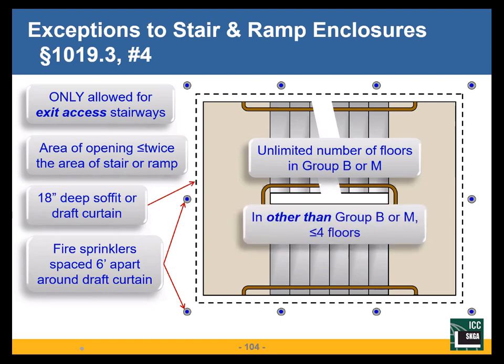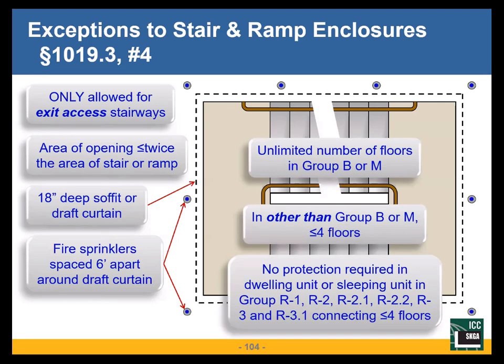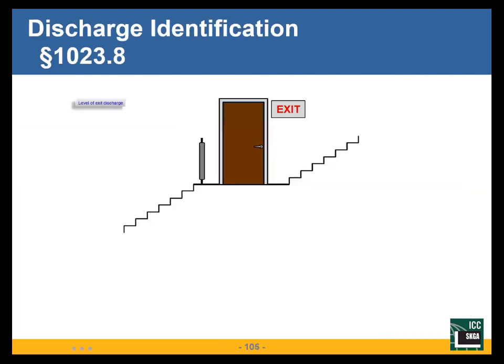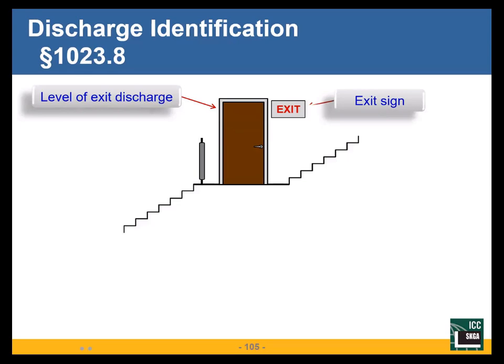Other than B or M occupancy, maximum 4 floors. R occupancy, maximum 4 floors. So there are limitations in other occupancies. Inside my stair goes from the 5th floor to the 1st floor and then down 2 levels to the 2 lower basements. When I get to the level of exit discharge, which is where we want people to leave, I have to have a couple things.